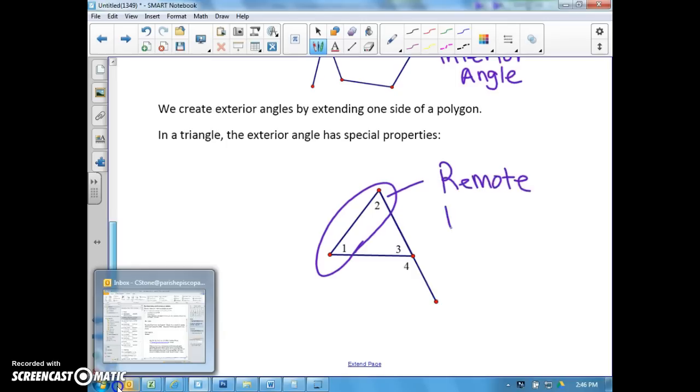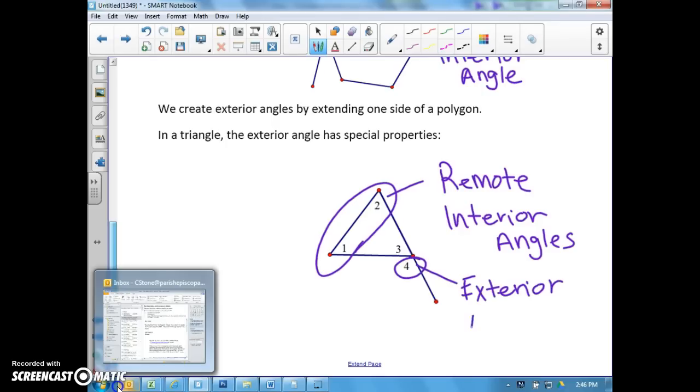Remote interior angles. And my exterior angle would be angle 4.